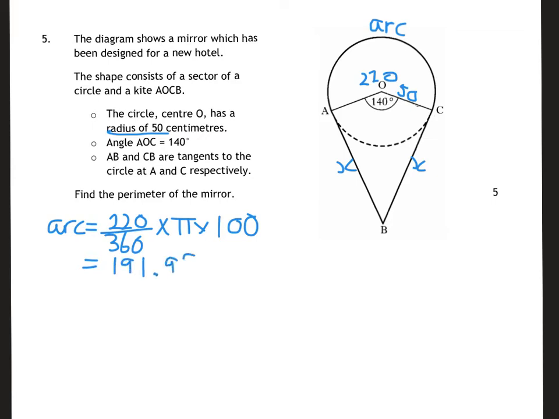So 191.99 if I do it to 2 decimal places. So that's just for the arc bit. Next I have to find the distance from A to B or B to C. Now they are tangents. Now tangents means that that's a right angle triangle. Now if that's a right angle triangle, this side is 50.